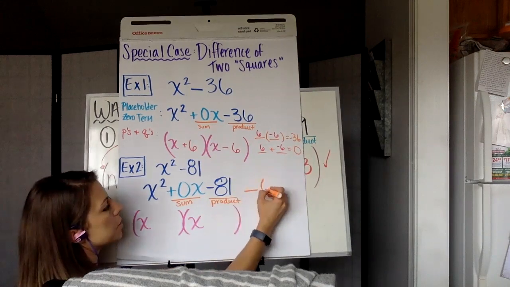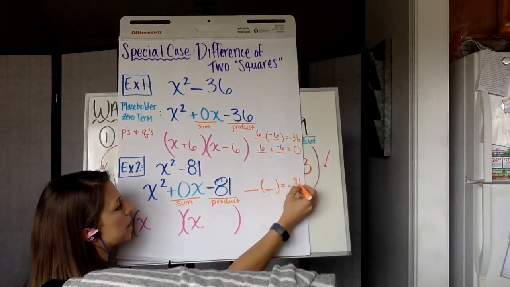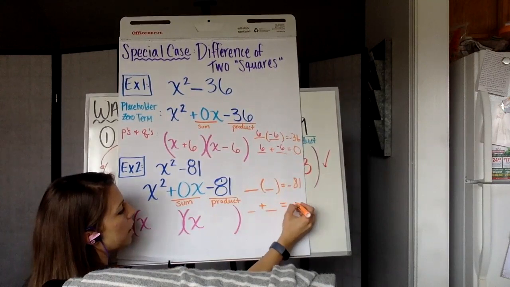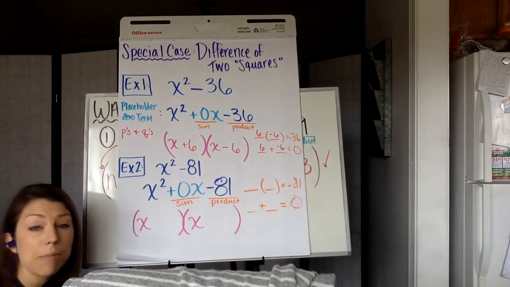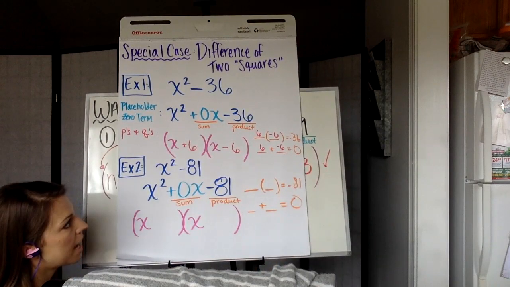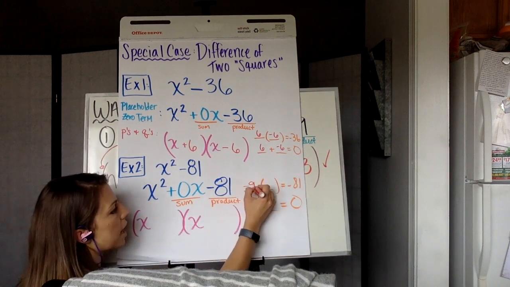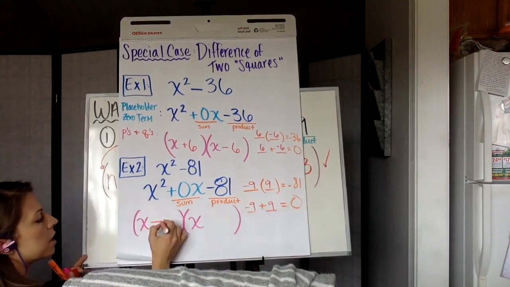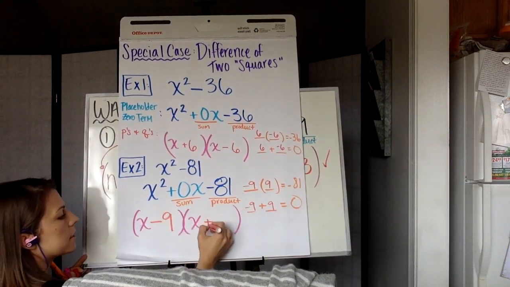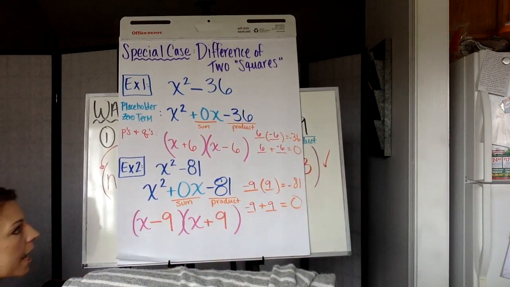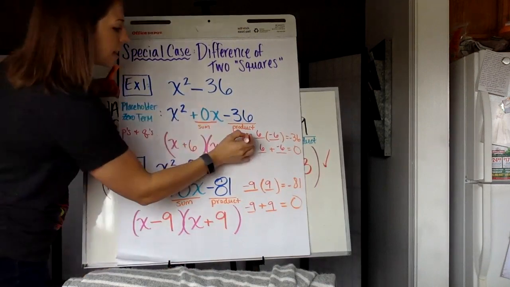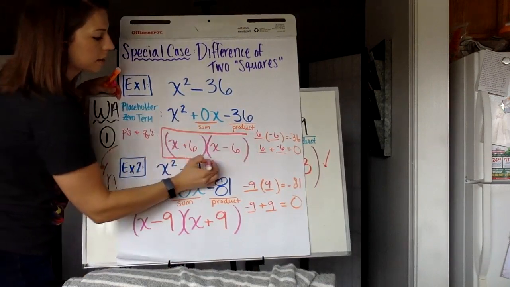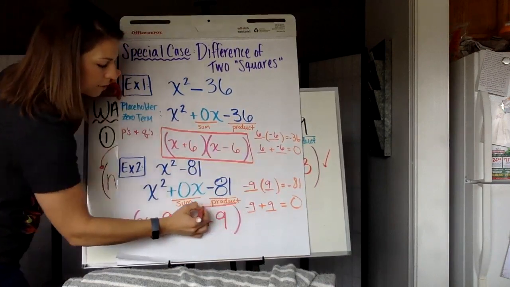So what times what is negative 81? Then when I add them together, I get 0. I'm thinking positive 9 and negative 9, or negative 9 and positive 9. The order doesn't matter. Come over here, first term negative 9, second term positive 9, and done. Again, this is the answer that we're looking at here. This product of 2 binomials.